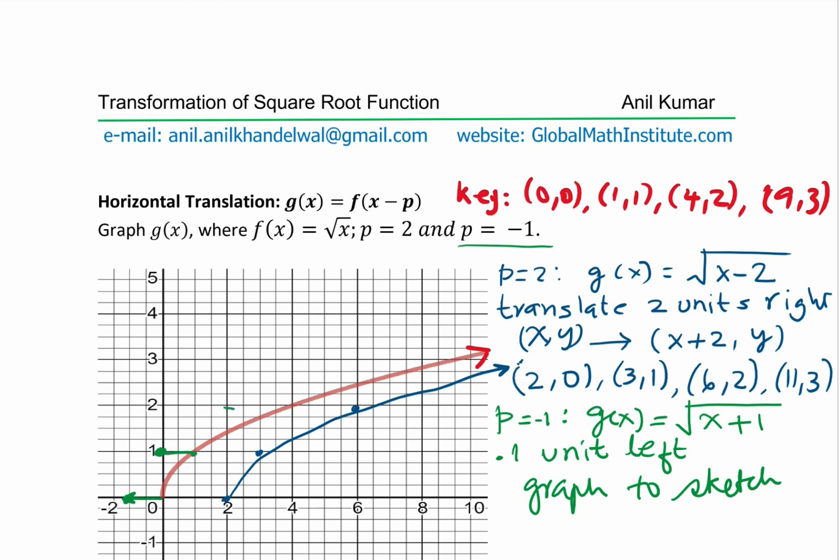Now this point will be moving here. So we get a new point here. And 3, which was at 9, will now move to 8, correct? So these are the points, and we can now sketch this function. So that becomes the second function, which is square root of x plus 1. Is that clear to you? So that is how we get our function.